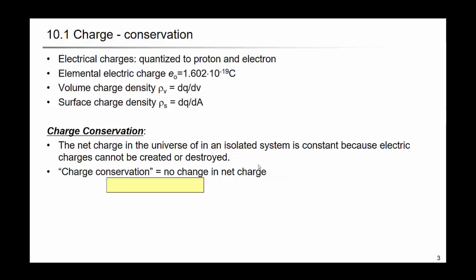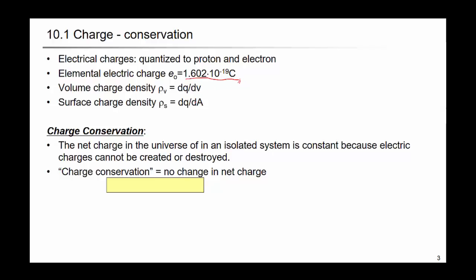So what is charge? Electric charge. See, the basic elements of charge are the proton and electron, right? The magnitude of that charge is 1.6 times 10 to the negative 19 coulomb. The unit C is the coulomb.